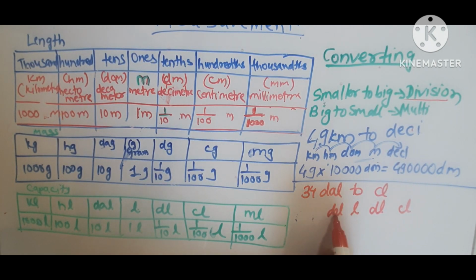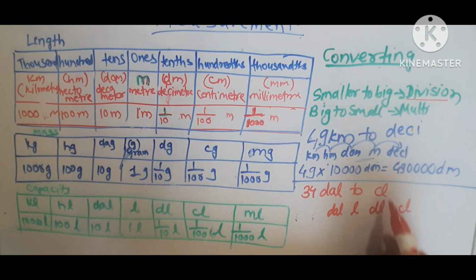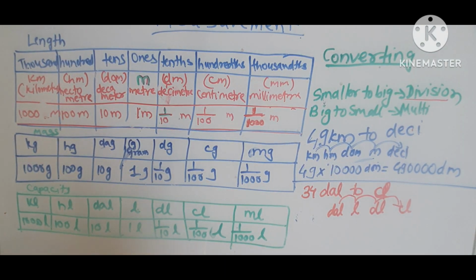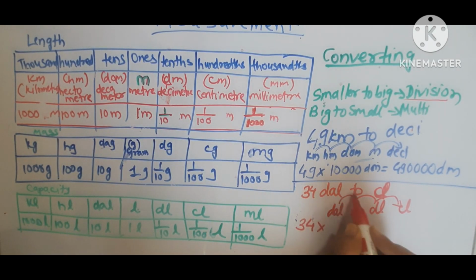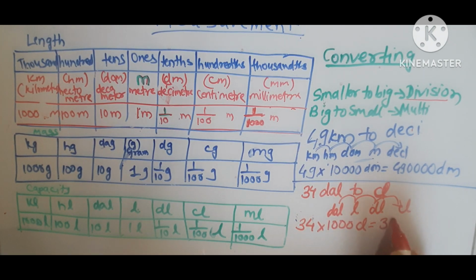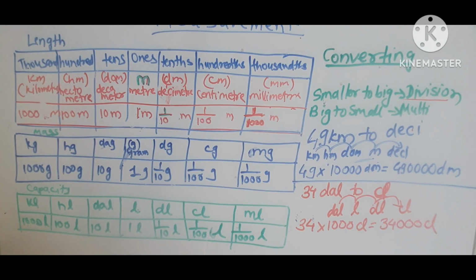Here we have to convert decaliter into centiliter. That is 1, 2 and 3 steps. We are going in the forward direction, so it will be multiplication. Obviously we are doing bigger to smaller. And by how much will we multiply? 10, 100, 1000, so it is 34,000 centiliter. Okay, I hope it's clear how to do the conversion.